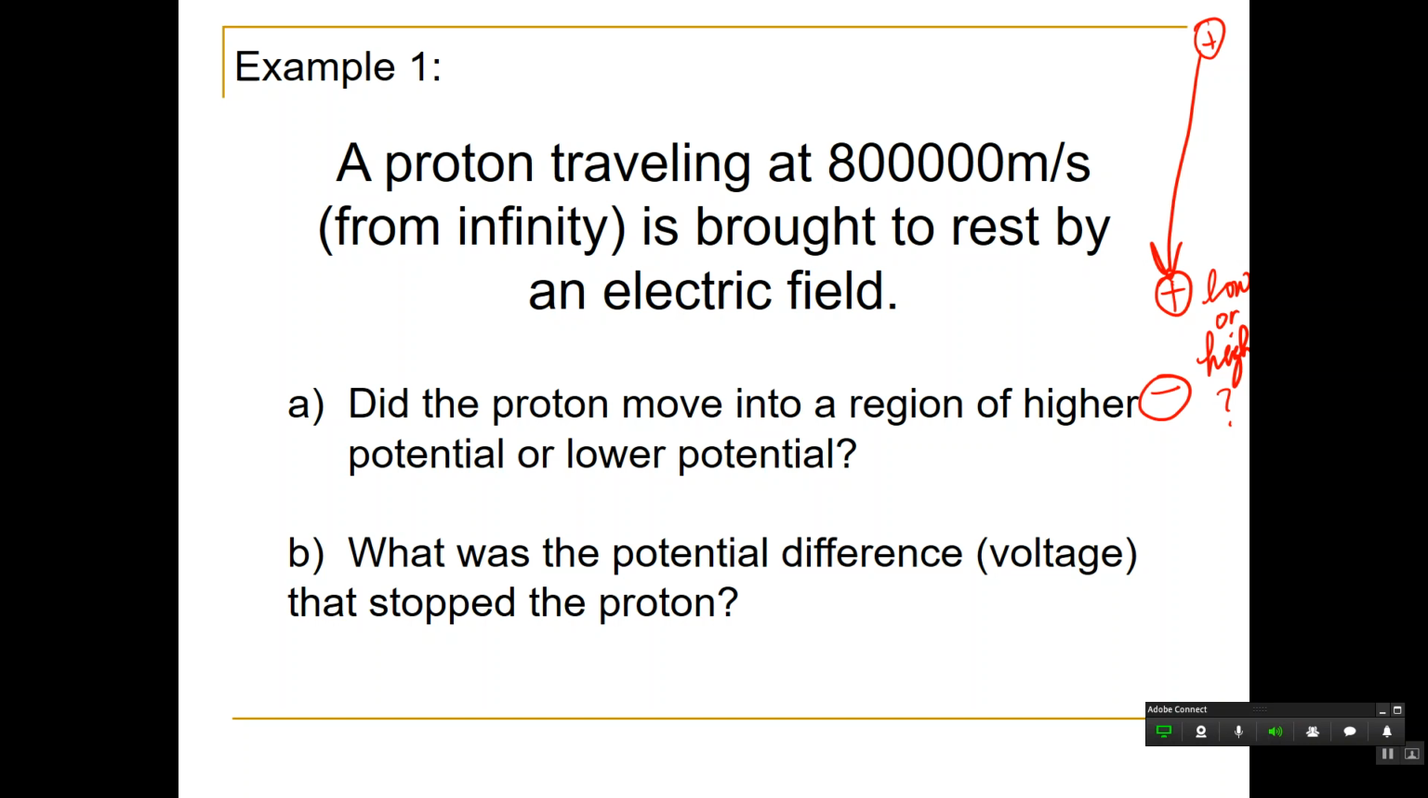So if that were the case, the force is in which direction? In my drawing, is it upwards or downwards? The force, not the initial velocity, the force. Upward, right? So if the force is upwards, then that means it has to repel my proton. So what repels a proton? Another positive charge. So this has to be positive. And so is it going to an area of high potential or an area of low potential? High potential.